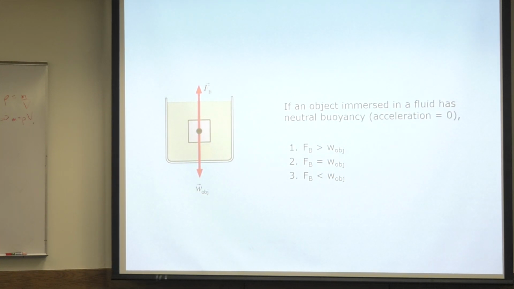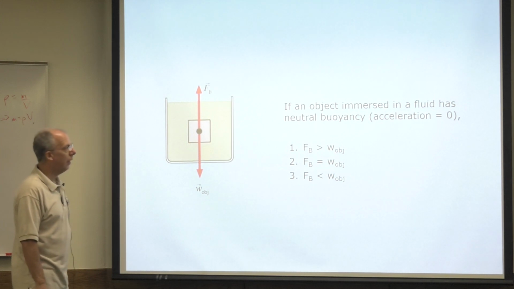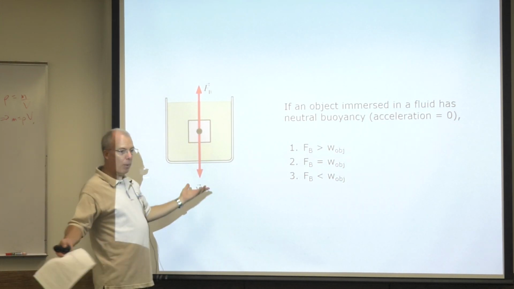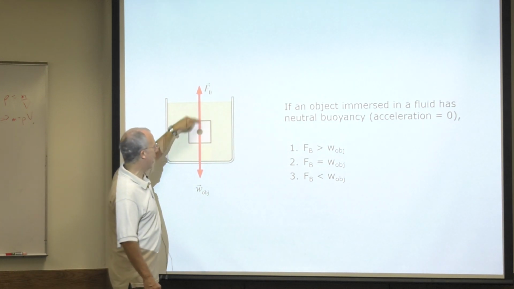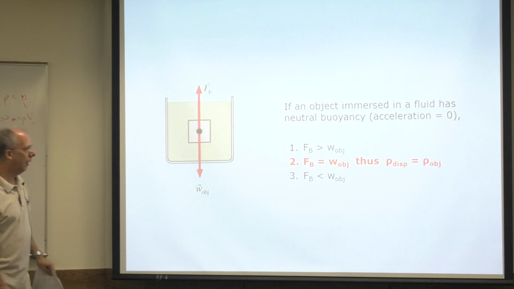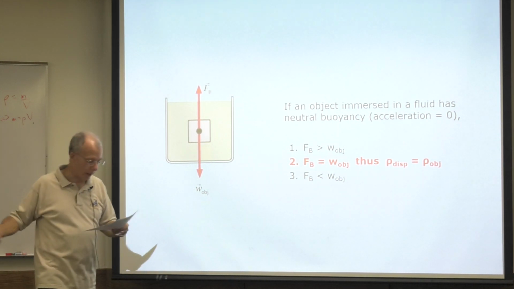How about this? If an object immersed in a fluid has neutral buoyancy, that means that that force equals that force. The acceleration is 0. Well, I just gave it away, right? So this has to be the same as that. That's called neutral buoyancy. And how does that work? That means that the densities have to be the same, using the same logic.